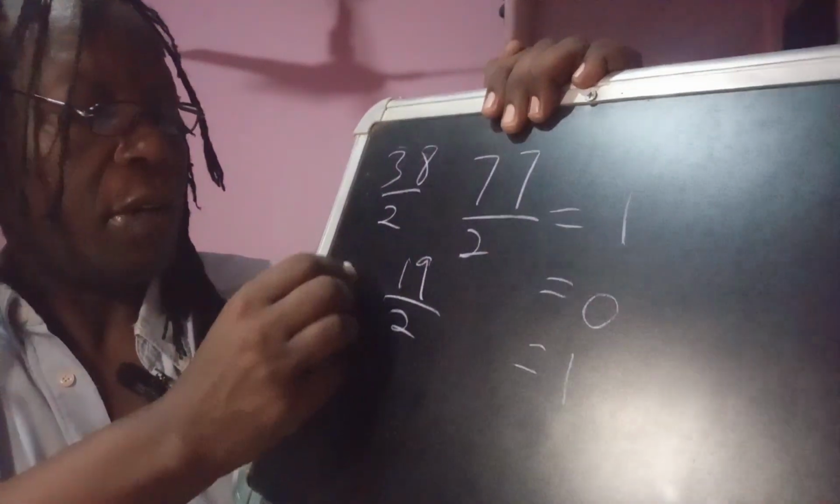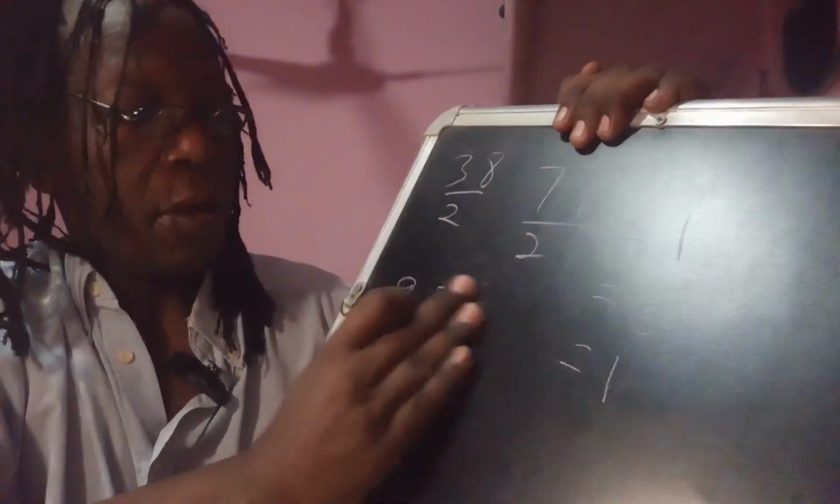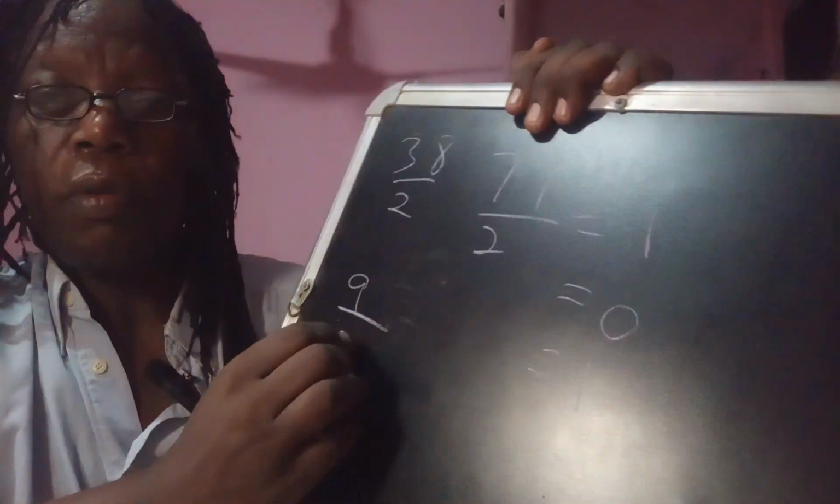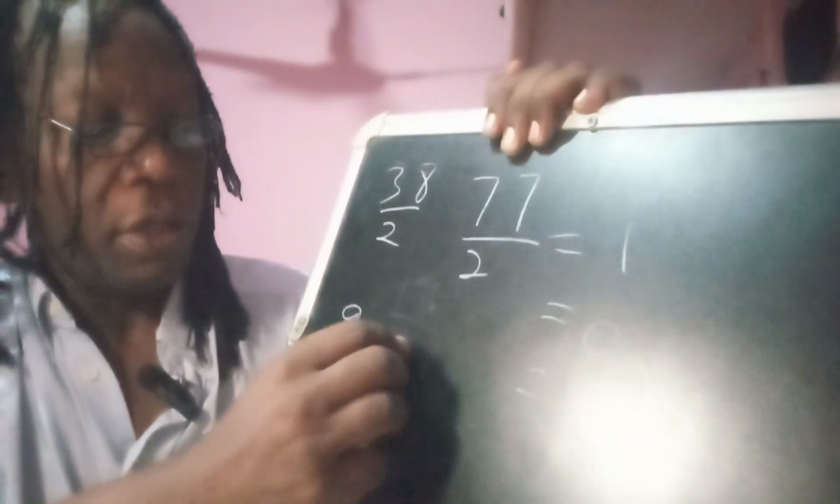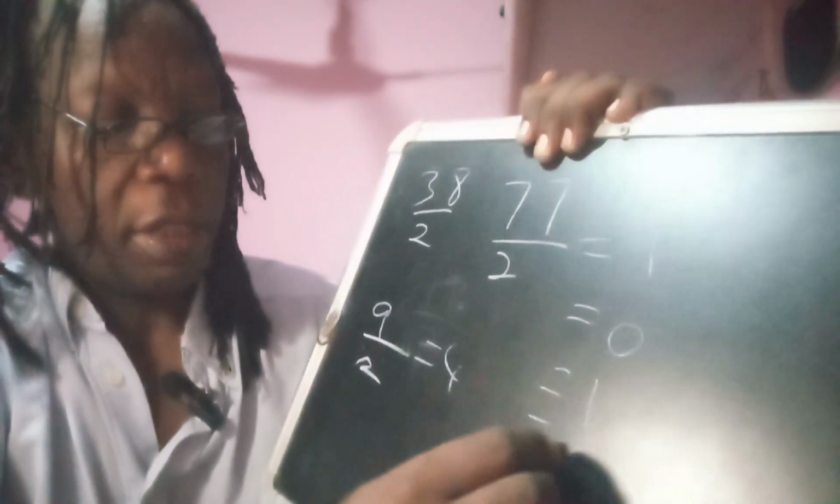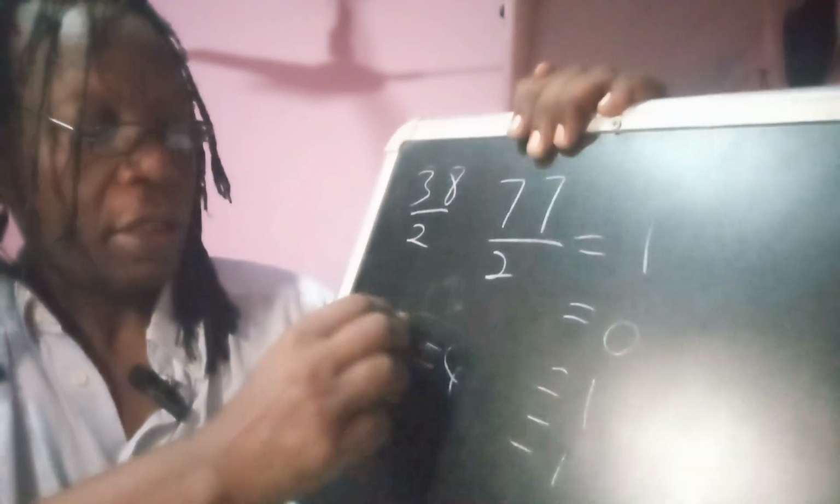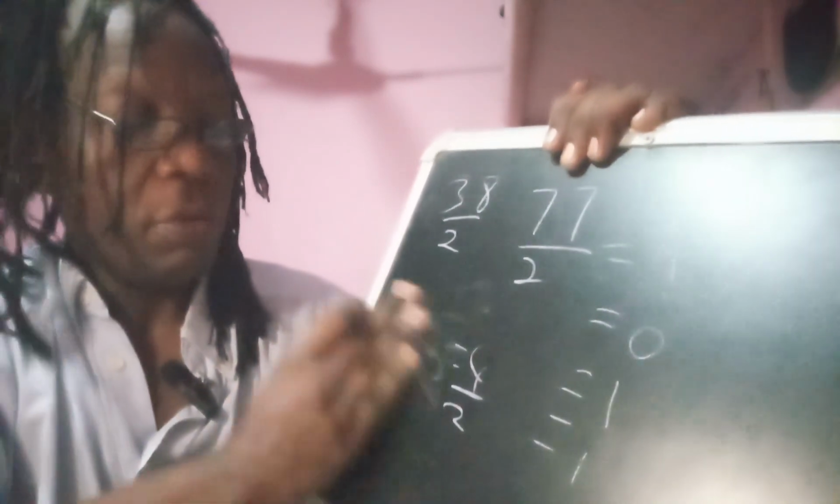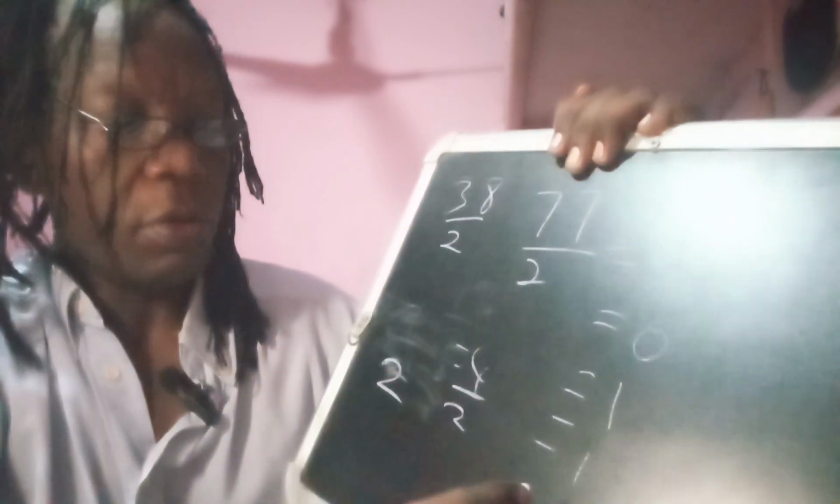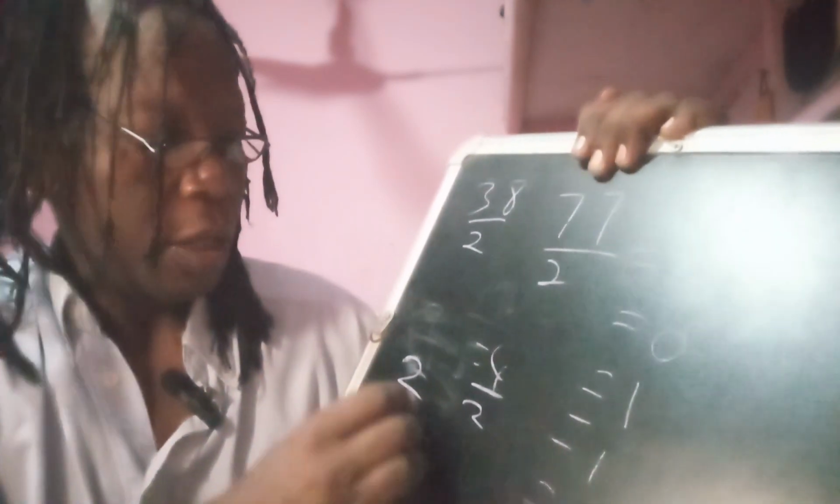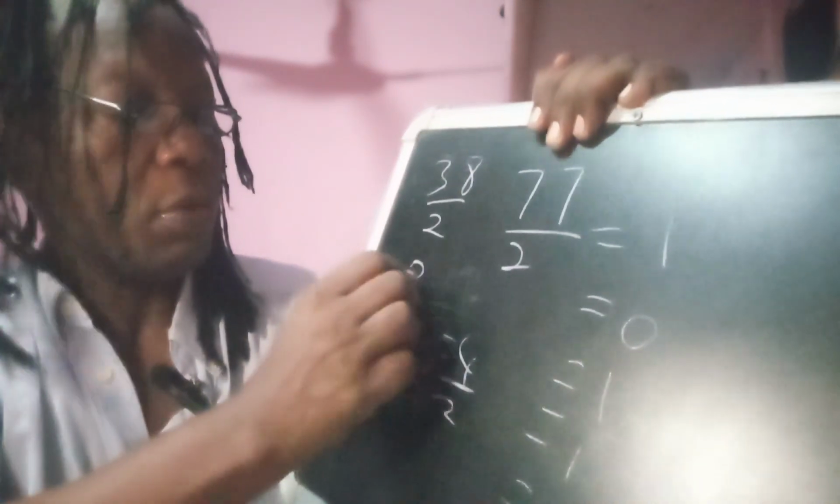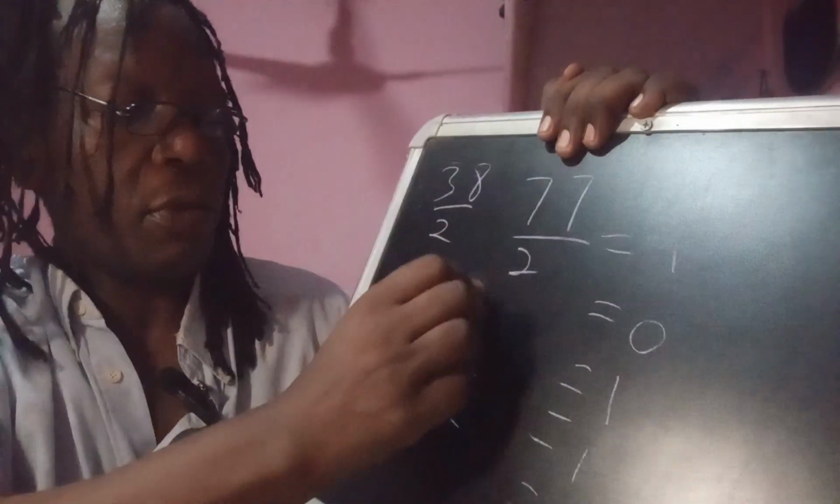So we have 9 now. 9 divided by 2 will give you 4, and 1 is the remainder. Now divide 4 by 2. This will give you 2, and 0 is the remainder. And 2 divided by 2 will give you 1.